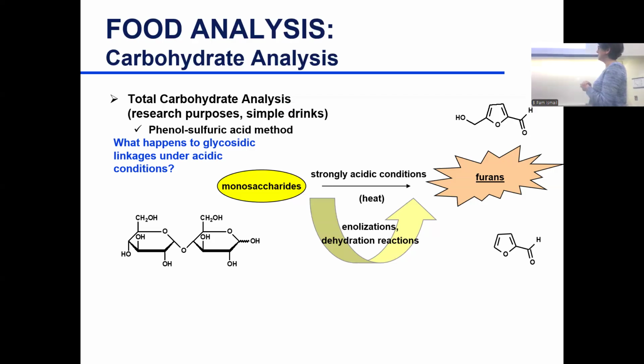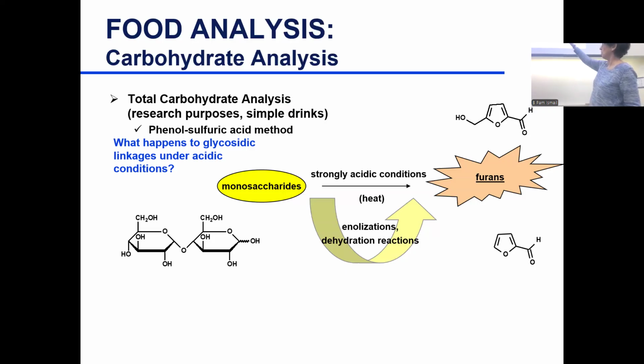So what happens is when you put in acid, it's an exothermic reaction. You have your liquid sample with some carbohydrates in it, and then you put the acid in, and it generates heat. So acid and heat are going to break glycosidic bonds. All the carbohydrates that you have will be broken down into monomers, monosaccharides. These monosaccharides, also in the presence of heat and acid, will convert to furans.